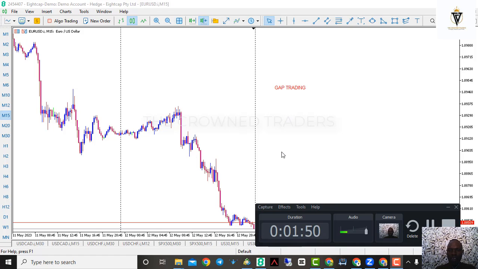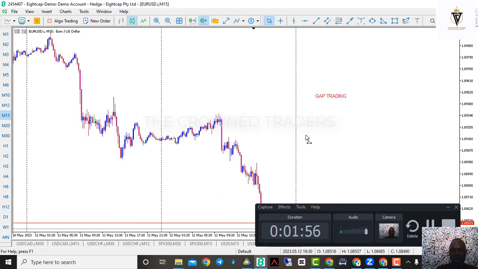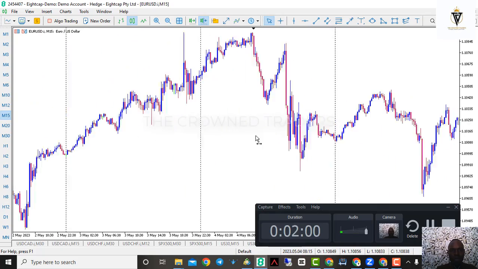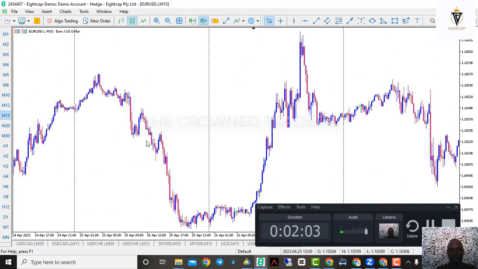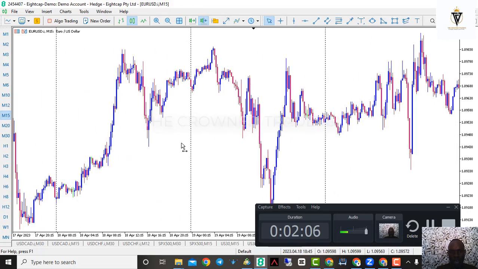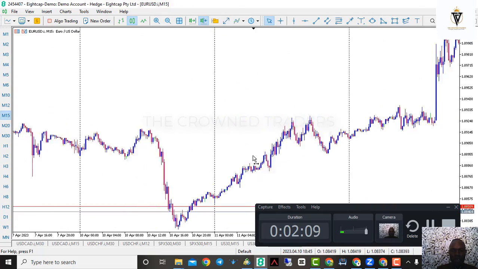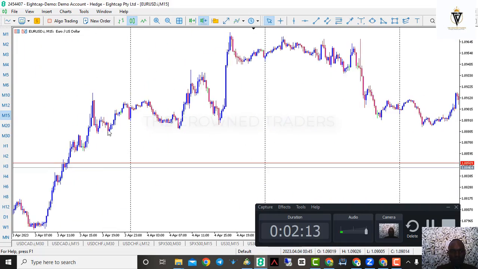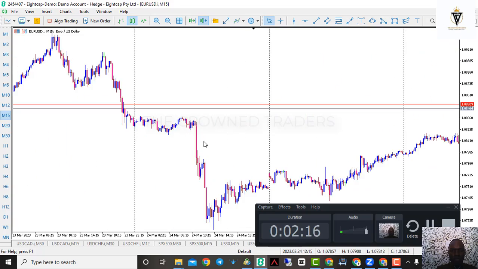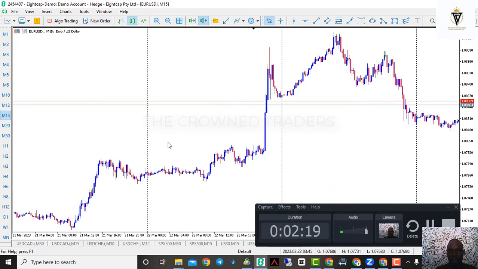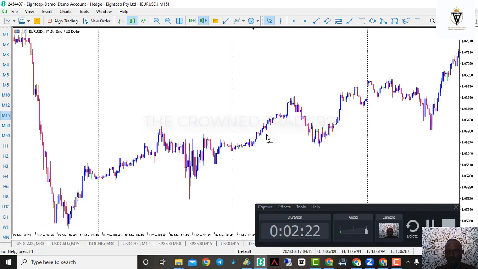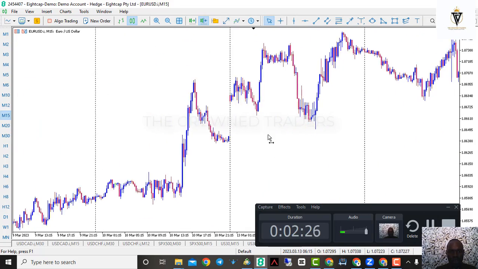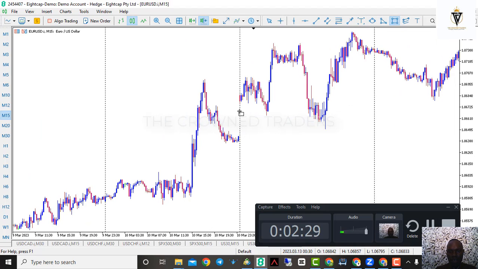So first of all, the first scenario is that you will look for where the gap is. This is EUR/USD, so we'll be looking for where there is a gap in this market. Let's look for where there is a gap. There is no obvious gap here. Still looking, we're still searching. There is no gap here that I've seen. Where are you? Good, now we have a gap here. It's so obvious.